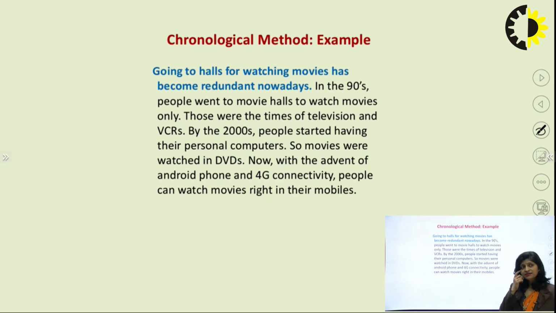So if we see in this example, you can see the first sentence, going to halls for watching movies has become redundant nowadays, that is, how going to halls is becoming unnecessary or is not required anymore. So we are explaining how it happened with time. So this is actually the chronological method.